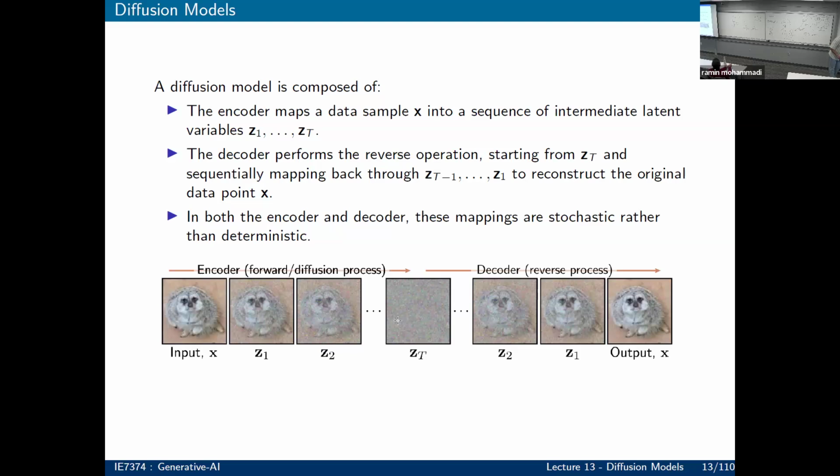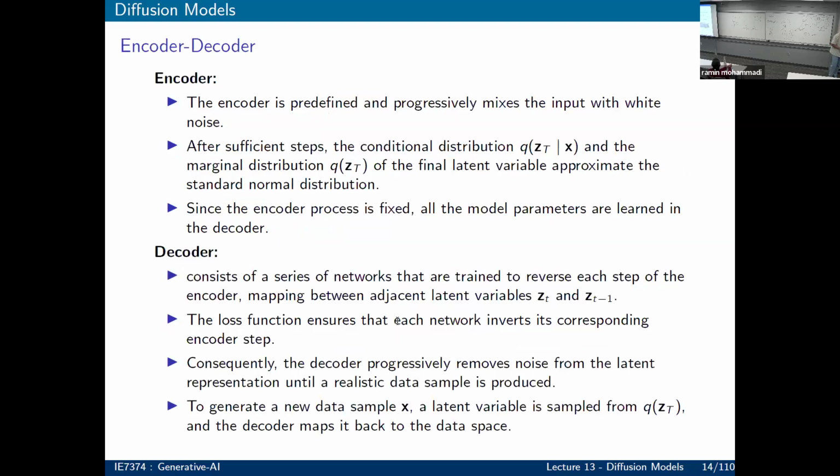So you start from an image, you go to pure noise, and that's the forward diffusion process. The inverse process is where you try to remove that noise to generate the same data.